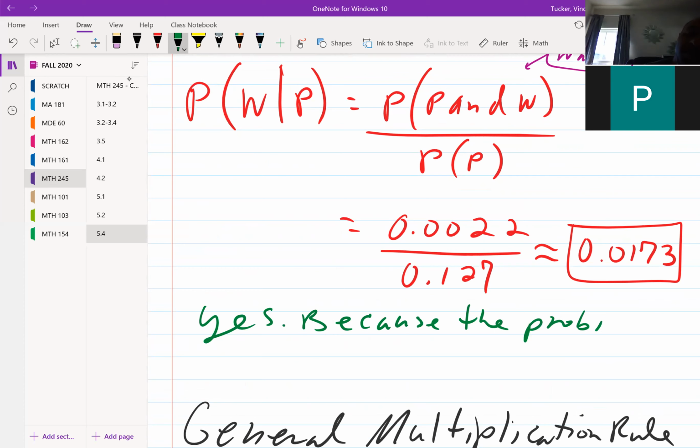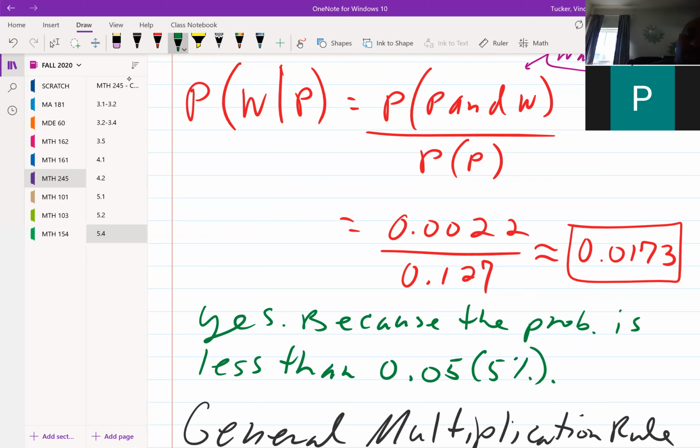Probability is less than 0.05. So remember we were talking about, this was our probability, 0.0173. Remember we mentioned, might be a couple of chapters ago now, that if something is unusual, the marker that we have is 5%. So if something is less than 5%, it is considered unusual. So yes, it is unusual. There's hope for me.